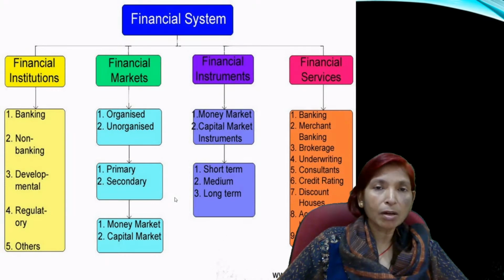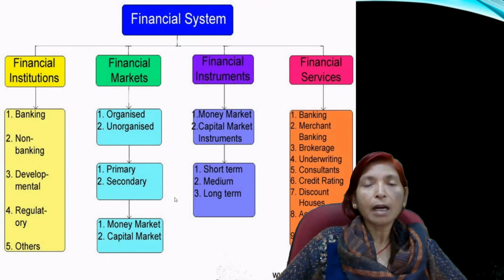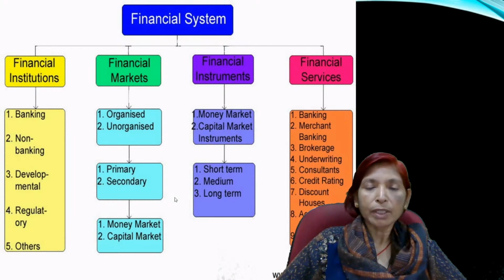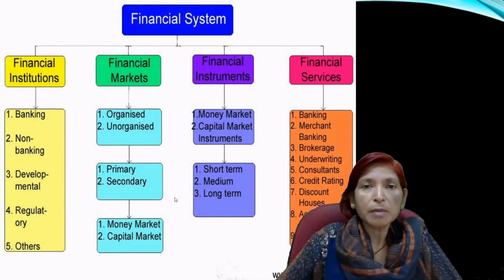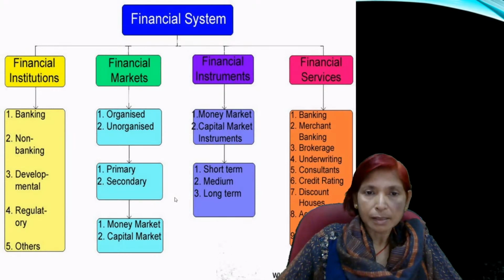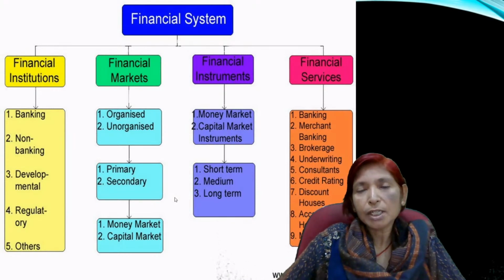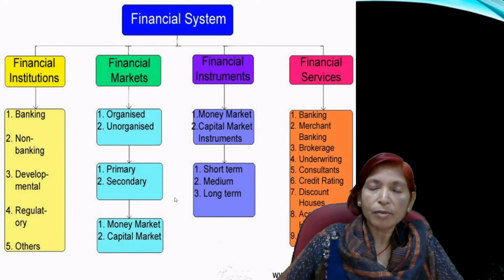Organized is well organized, well developed by the government sector, and unorganized is one in which the private sector plays a very important role. So the financial system under these financial markets can be classified into different categories. And in financial instruments we include two types of instruments.